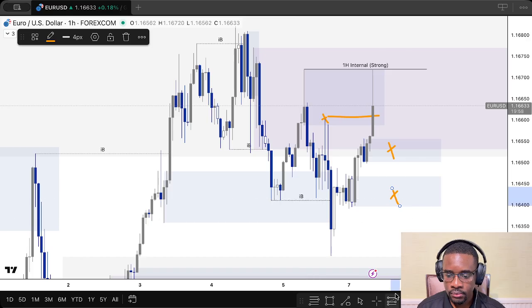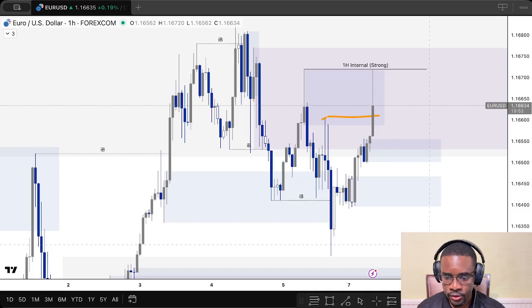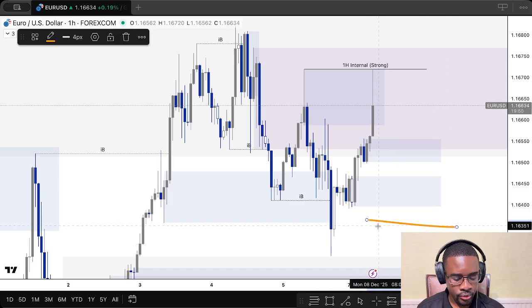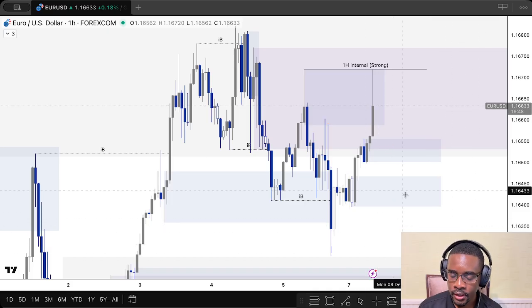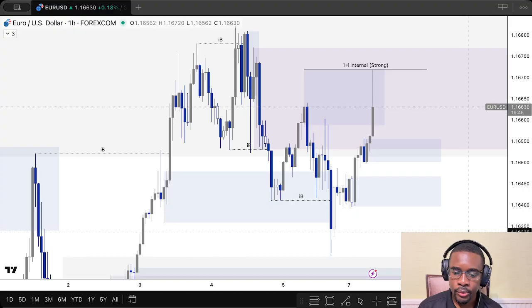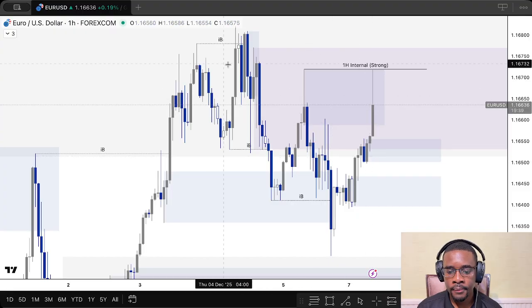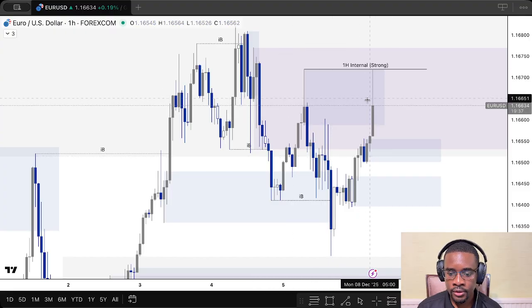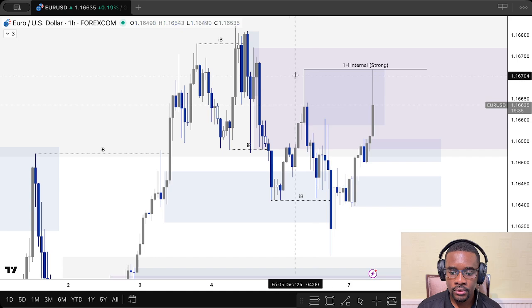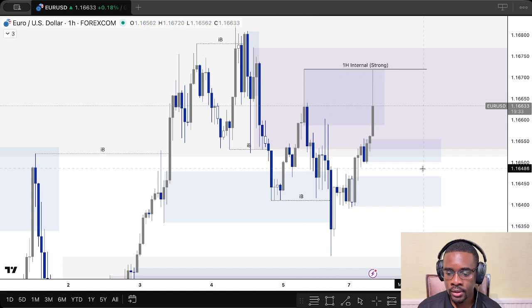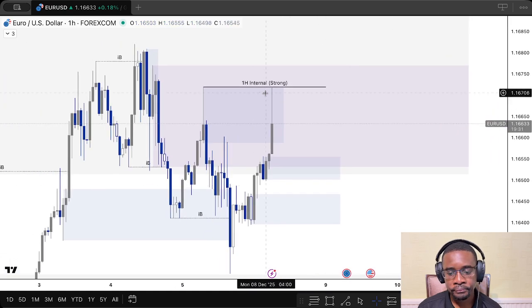So that's it for today. That's the analysis for today. So just to recap, bias is longs, because 4-hour is still bullish. However, we are at the extreme of this 4-hour area, so price could easily go down from there.